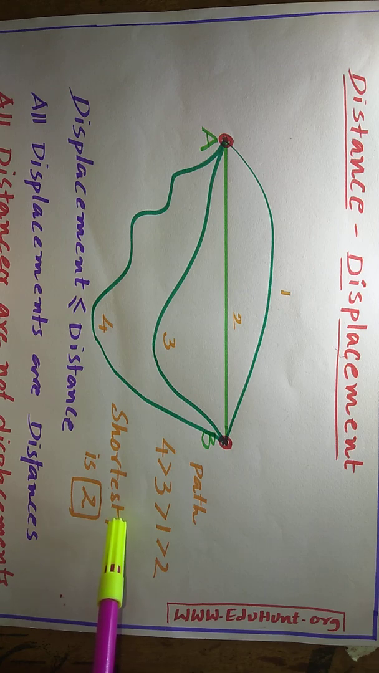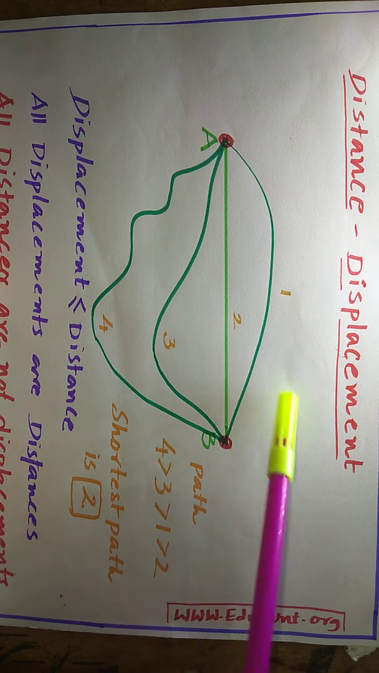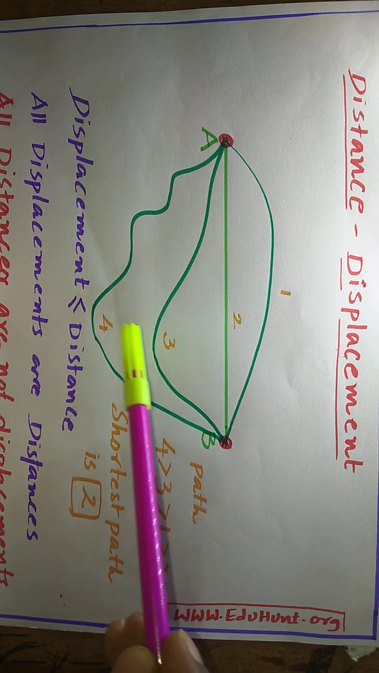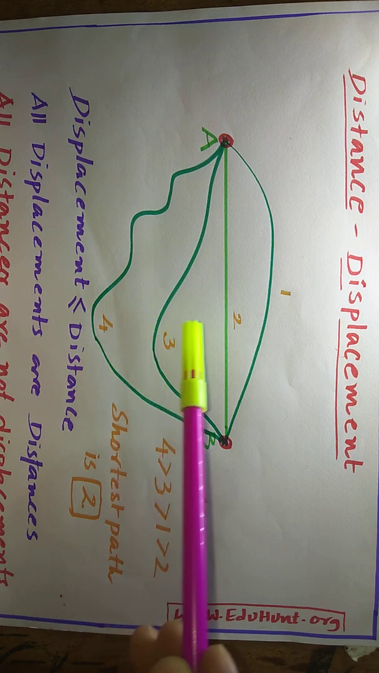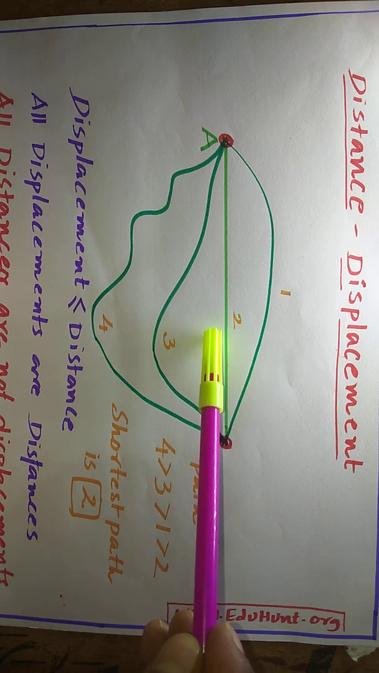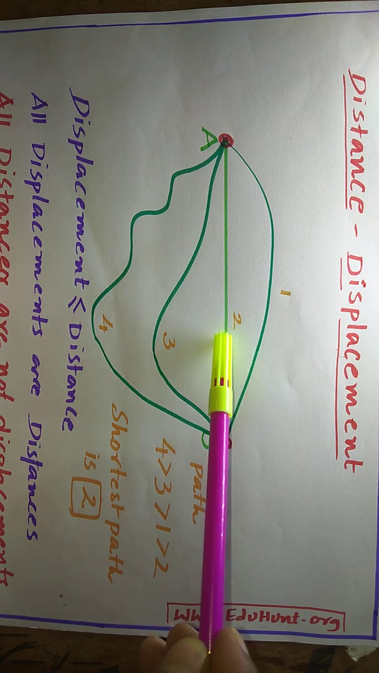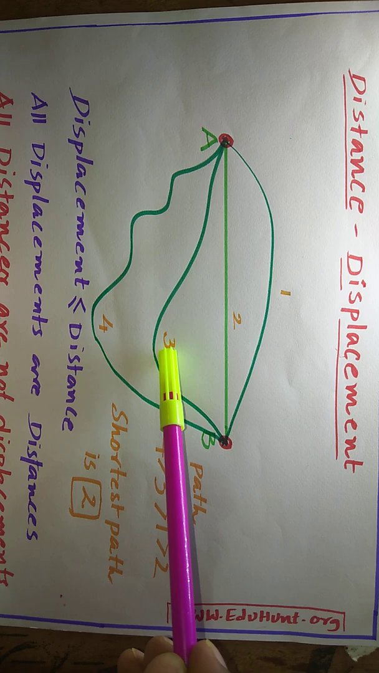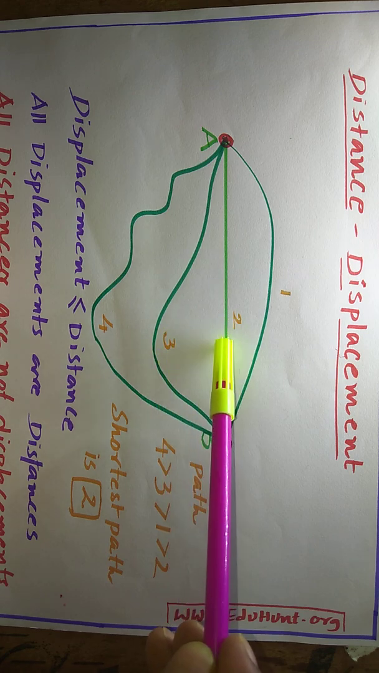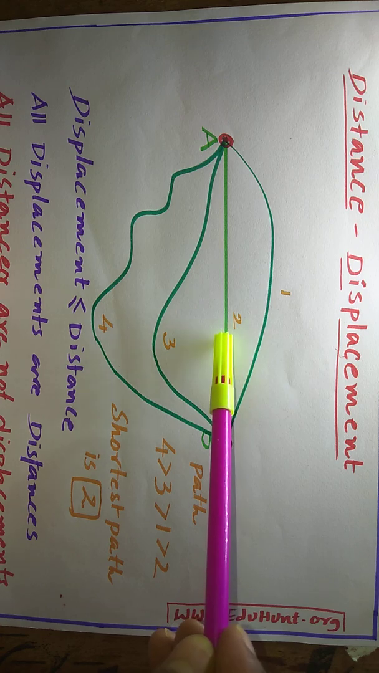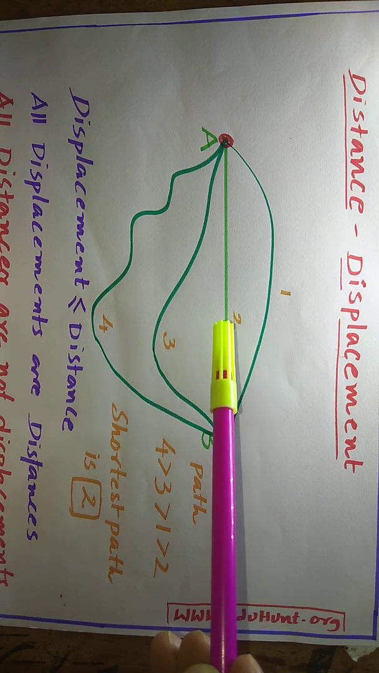Now, can we relate distance and displacement? Yes. This is distance, but this is not displacement. This is distance, but this is not displacement. This is distance, but this is not displacement. This is also distance, and this can also be called displacement. Means a displacement can be called distance, but a distance cannot be called a displacement. See, this distance is equal to displacement. This distance is greater than this displacement. Means we can say that the displacement can be equal to the distance or less than the distance.